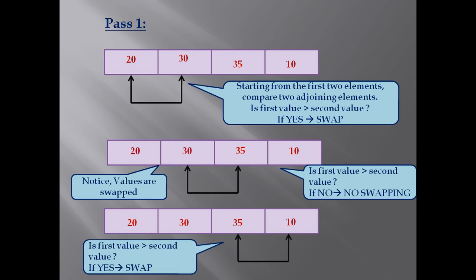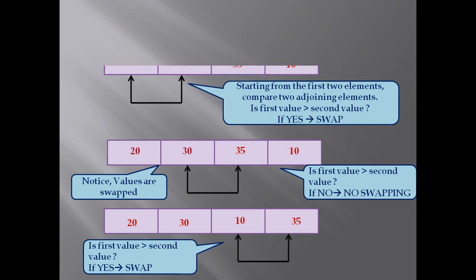Now it will check the next two elements, which are 35 and 10. Again it will check whether the first value is greater than the second one or not. Let's see which one is greater. Here the first element is greater, right? So we have to swap those values. It will be interchanged like this. At the end of pass 1, you can see 35 came to the last position, which is the highest value of this list. We reached the end of the list, so we need to start comparing from the starting element again. So we have completed pass 1.